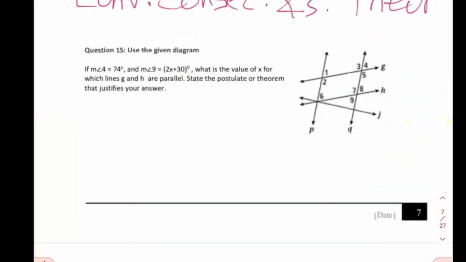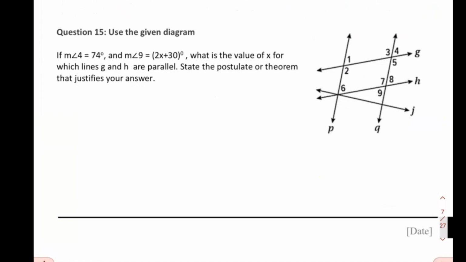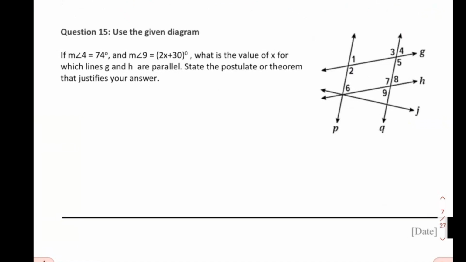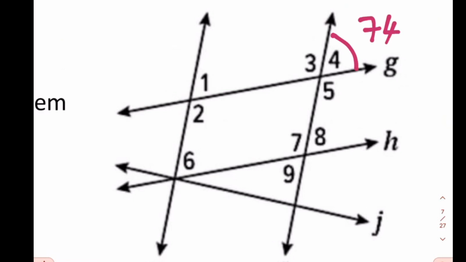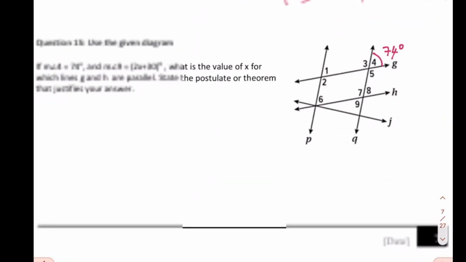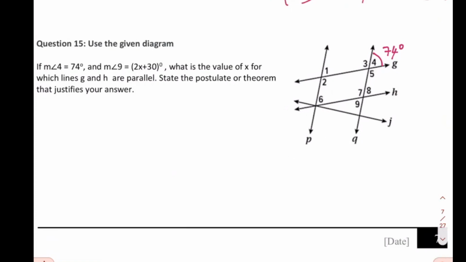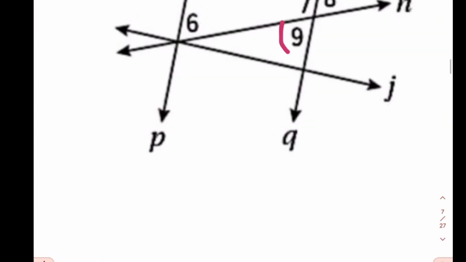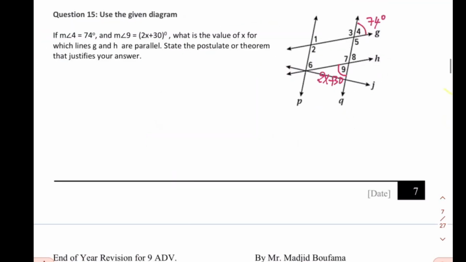Now, this one. Question 15. Use the given diagram. Measure of 4 is 74. This is 4, this is 74 degrees. Make sure you put your information on the diagram to visualize the question. Measure of 9 is 2x plus 30. This is 9. What is the value of x for which the lines G and H are parallel? So G and H are these two lines.